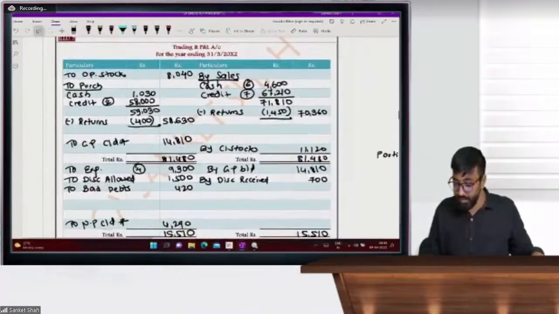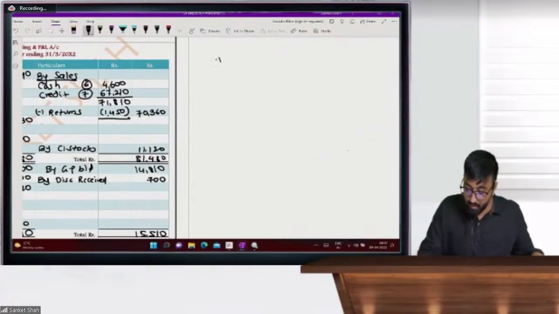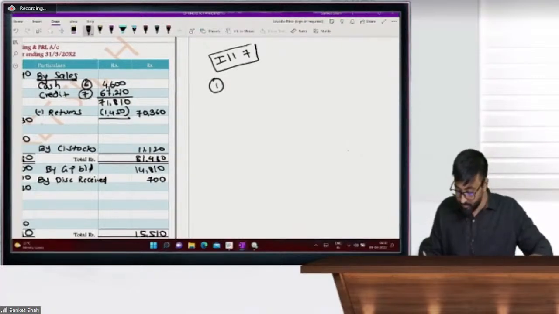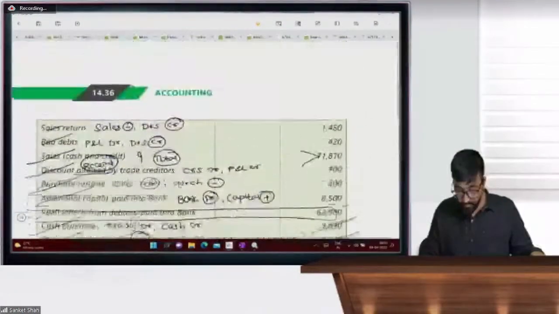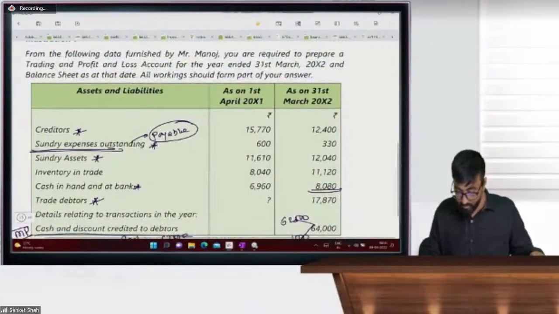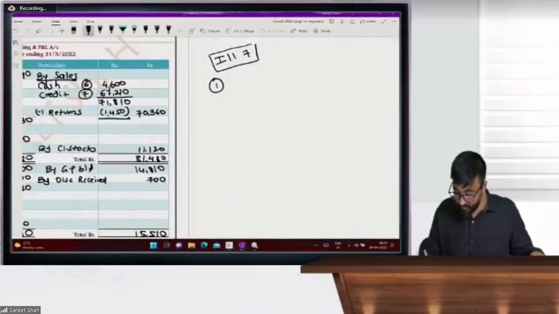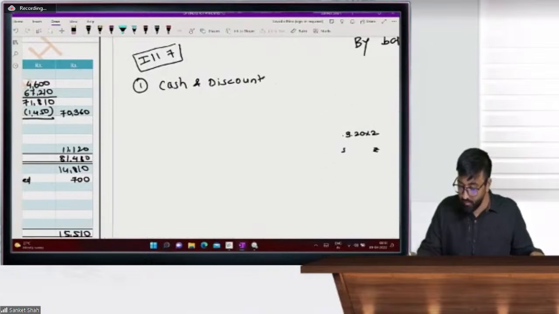And next time, yes, index फटाफट लिख लो. Index, yes, index लिख लो ये question का. ILU 7, yes, I will show you ILU 7. Write down. First point, beta, please write down index. You have to give it. It's not there. Write down it. Index. Cash and discount credited to debtors.